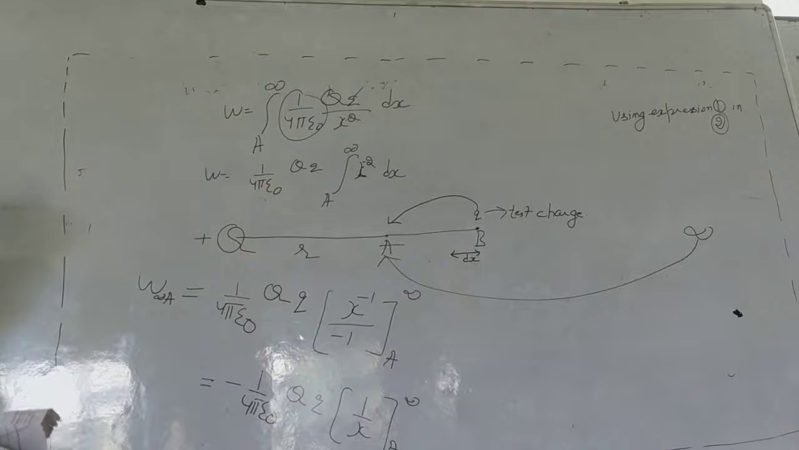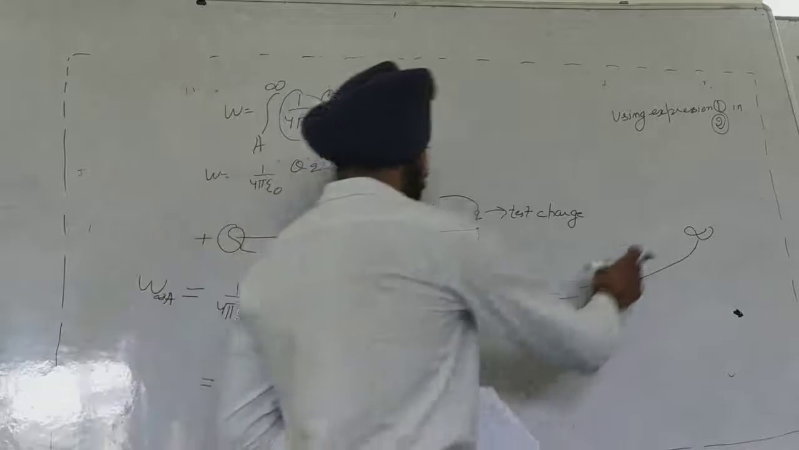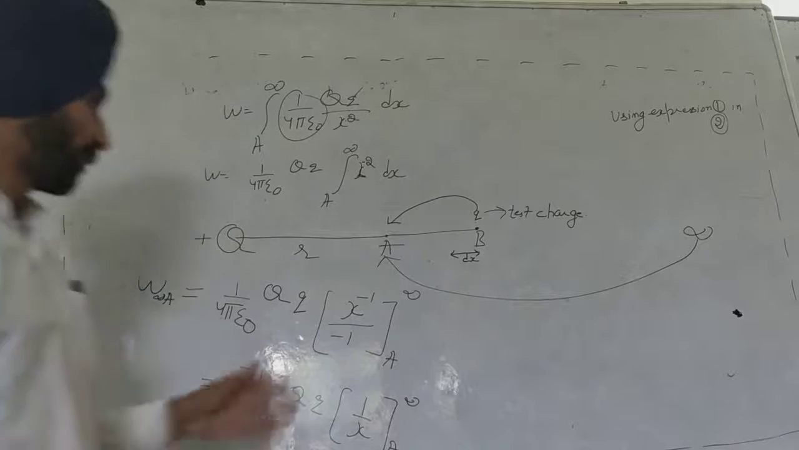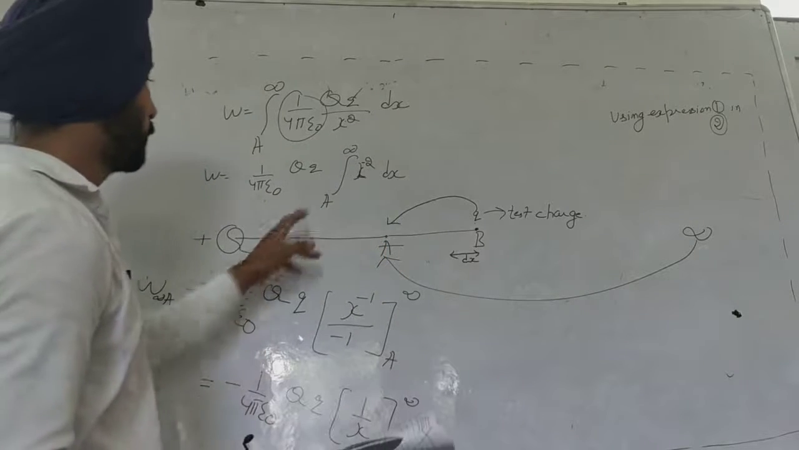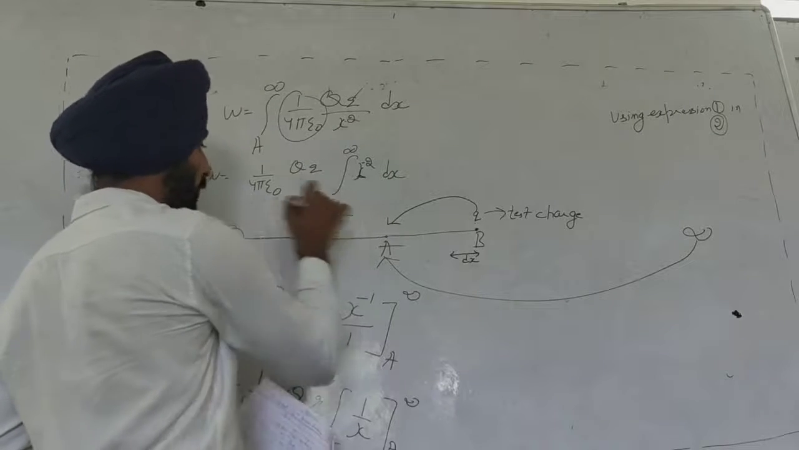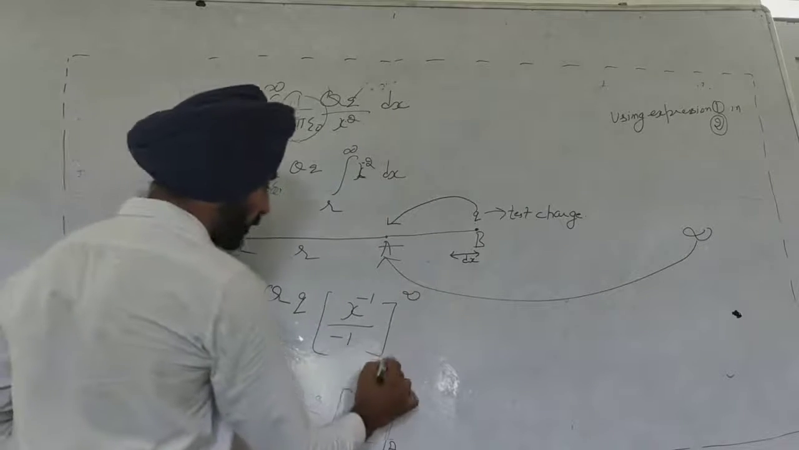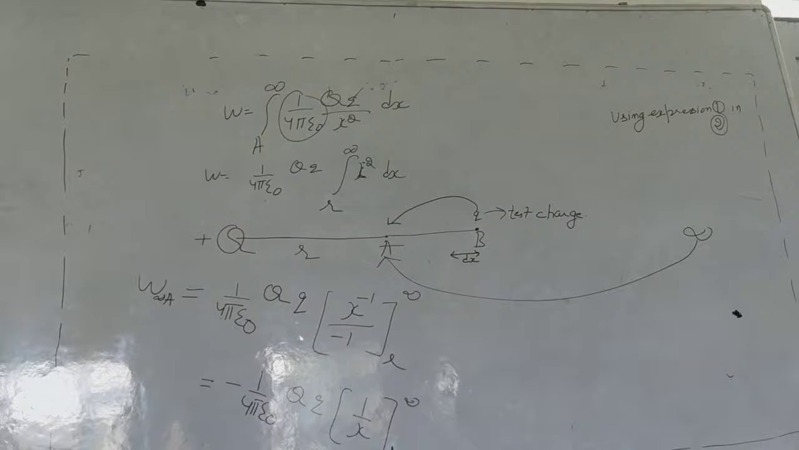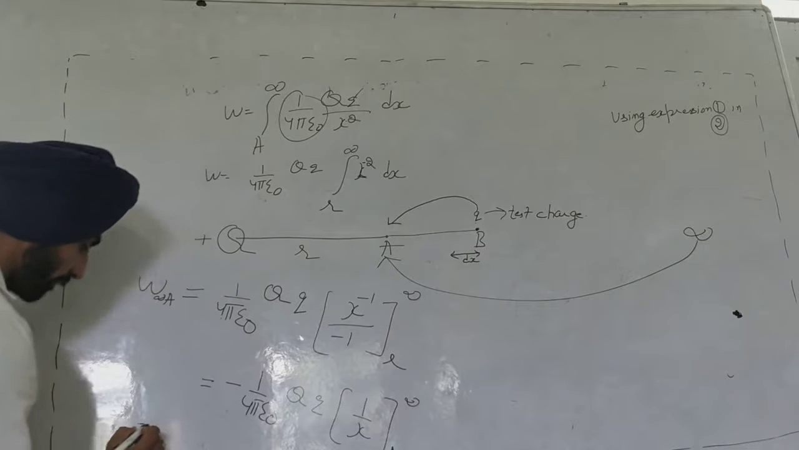So we are here. That means from the point A, it is at distance r. That means we are calculating the work done up to distance r, from infinity to r. We have brought the charge from infinity to r distance like this. Infinity to r we will calculate.